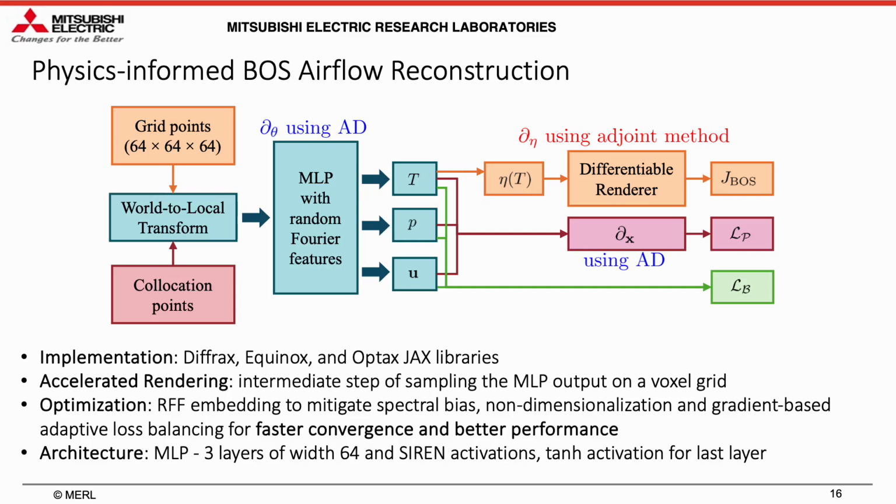And our MLP actually uses random Fourier features, which helps to mitigate spectral bias, as well as non-dimensionalization, and our use of gradient-based adaptive loss balancing that allows us to achieve faster convergence and better performance overall.